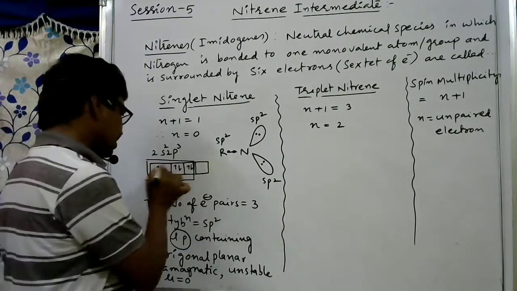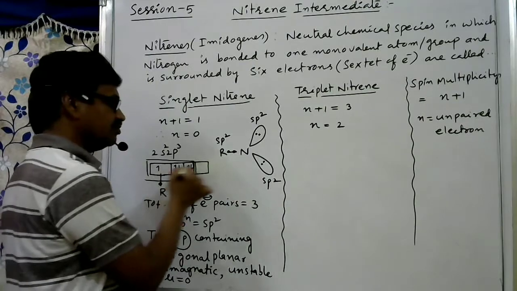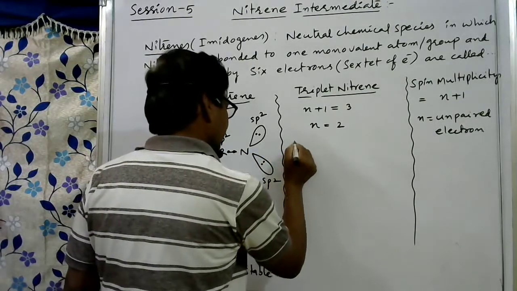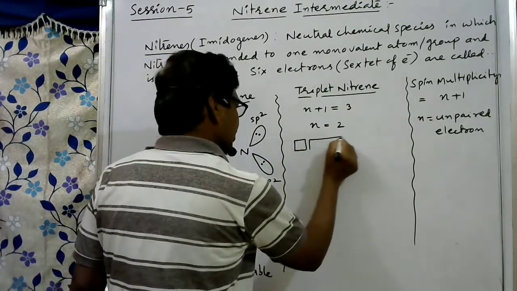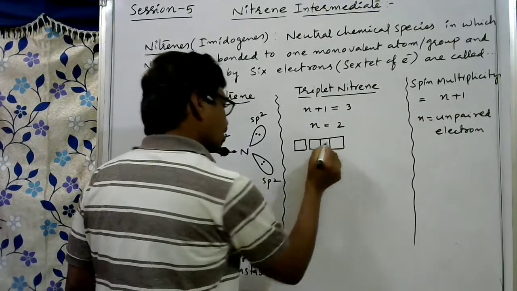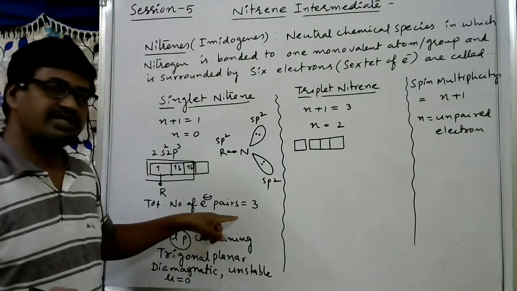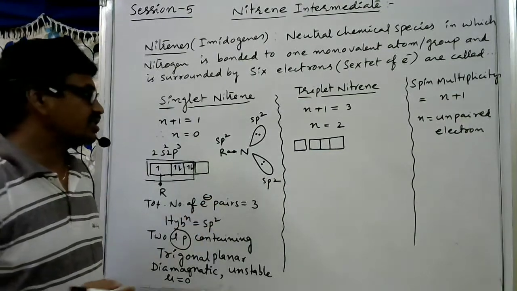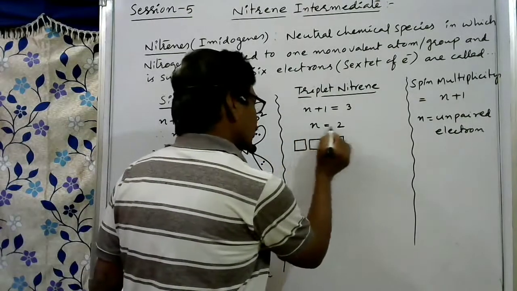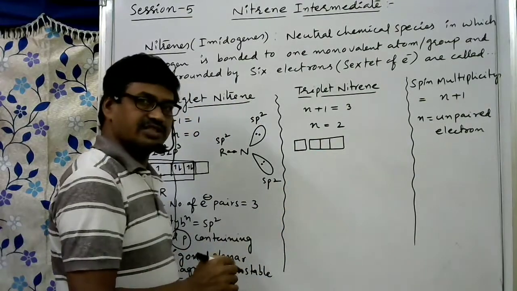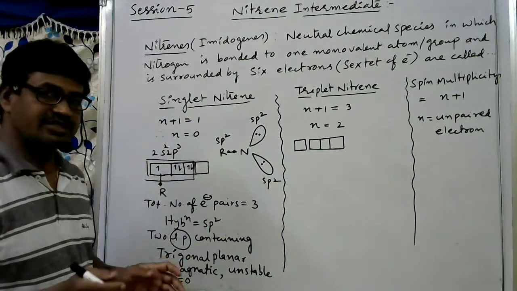But while writing the electron configuration, there are boxes formed. First, I am writing again in the same way: one s orbital, then three p orbitals. After that, how they intermix with each other depends on hybridization and the total number of electron pairs. See here, to get two unpaired electrons, we have tried this configuration. Then afterwards we can go for intermixing to get hybridization.